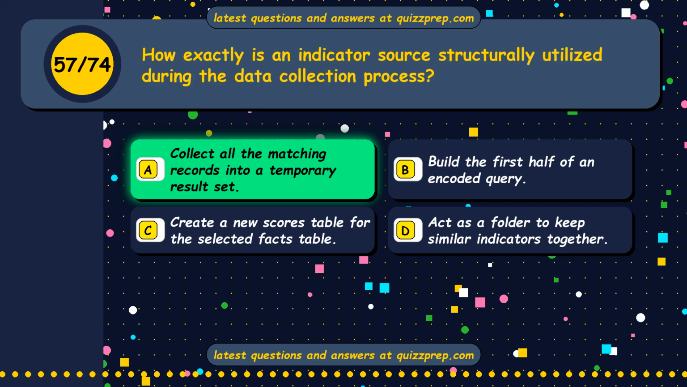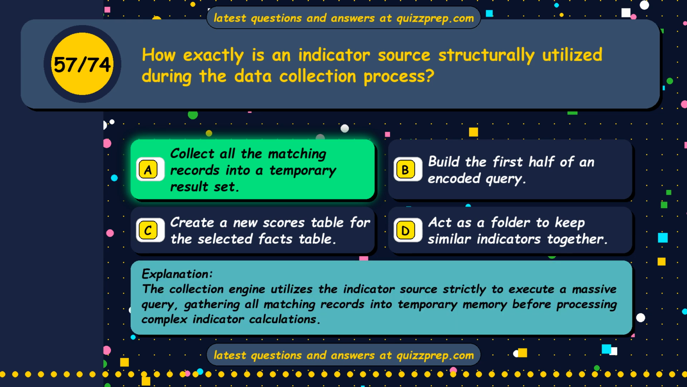The correct answer is option A. Collect all the matching records into a temporary result set. The collection engine utilizes the indicator source strictly to execute a massive query, gathering all matching records into temporary memory before processing complex indicator calculations.